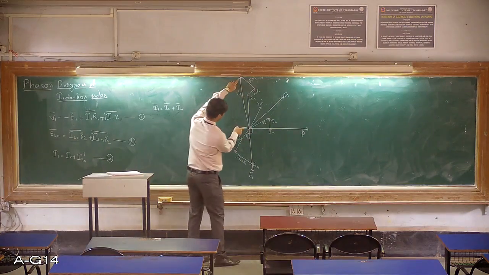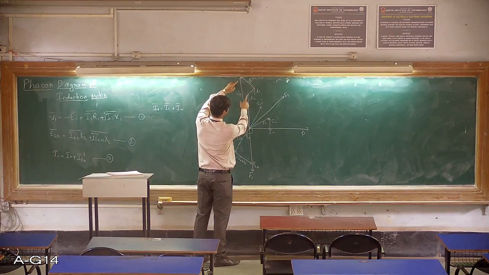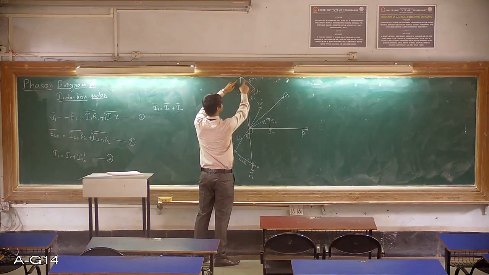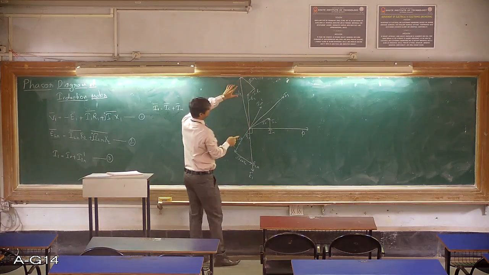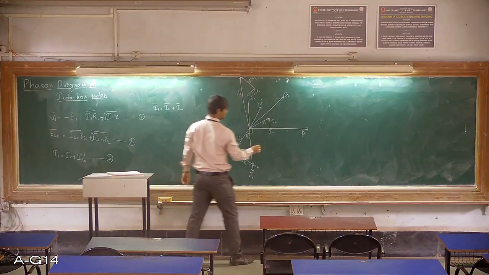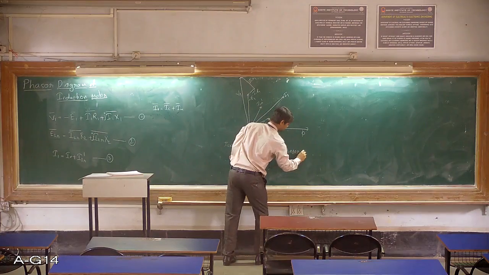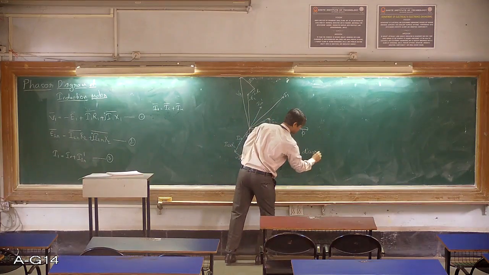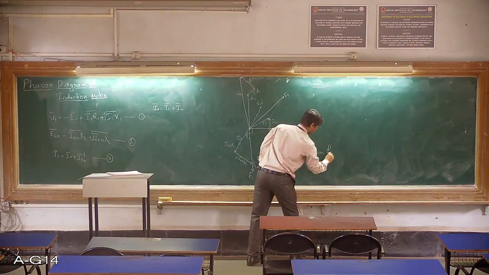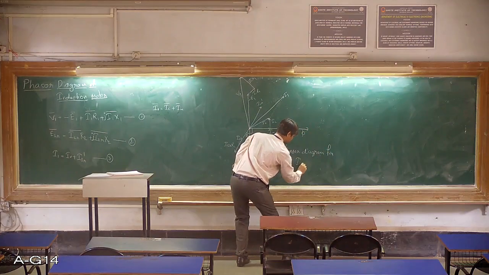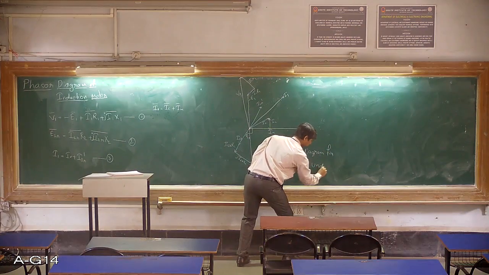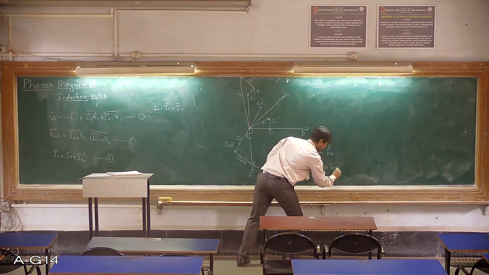So V1 is equal to minus E1 plus I1 R1 plus j I1 X1, and this is the phasor diagram for induction motor under loaded condition.